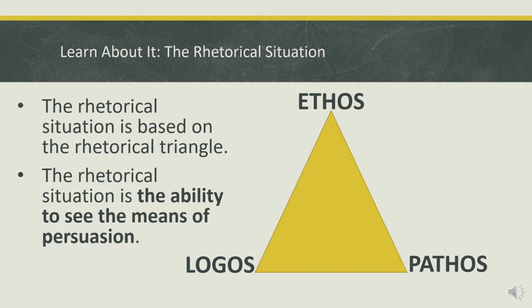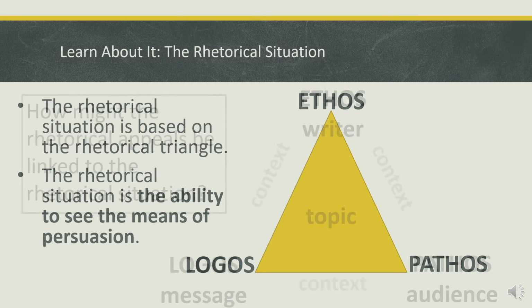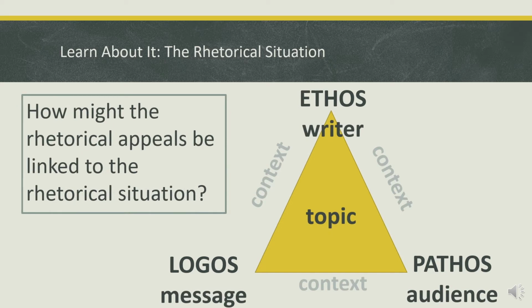Today we will talk about how the rhetorical situation is based on the rhetorical triangle. And when we talk about the rhetorical situation, we're talking about the ability to see the means or the author's ability to persuade. As we learn about the rhetorical situation, we will see that it is closely connected to the rhetorical appeals. Since ethos is about credibility, the writer establishes their believability.